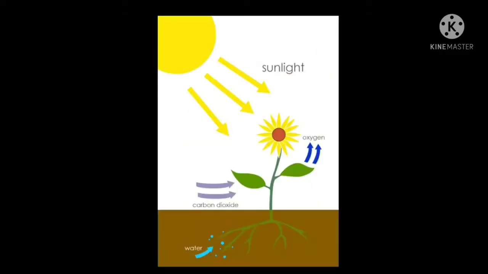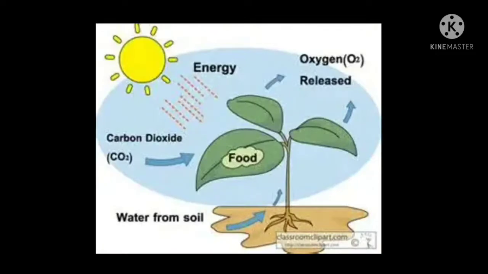Making of food in the leaves. Leaf is called the kitchen of the plant. Leaves have a green substance called chlorophyll. The chlorophyll absorbs sunlight that falls on the leaf. At the same time, carbon dioxide from the air enters the leaf through the stomata. Water absorbed by the root moves upwards and reaches the leaf through the stem and the veins.